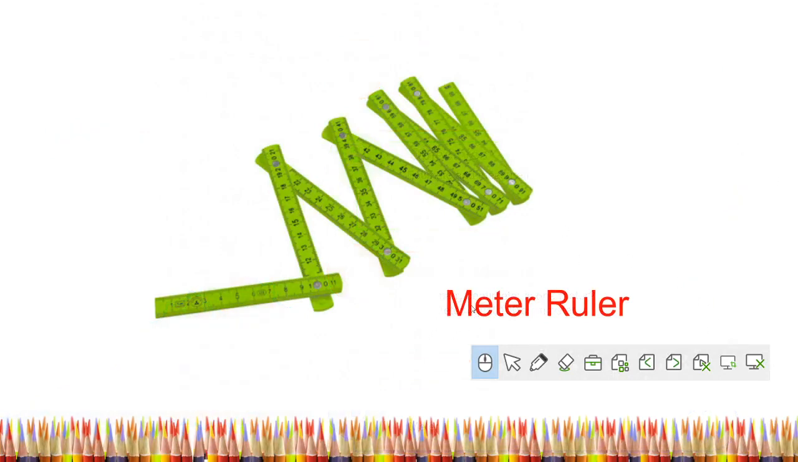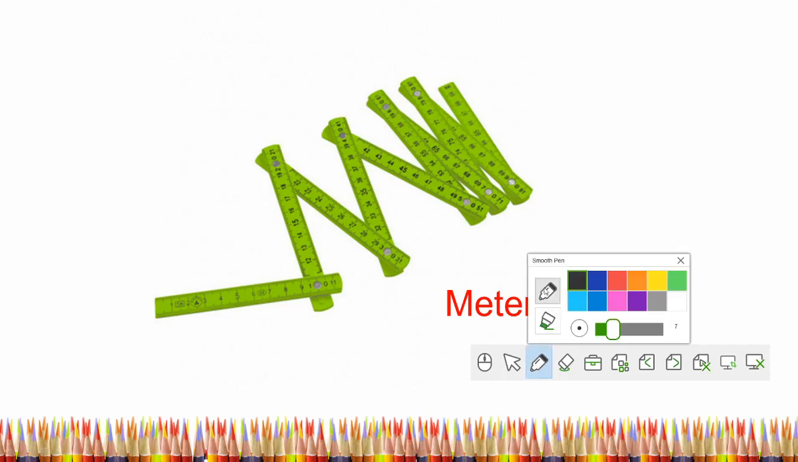This is the meter ruler, like the metric stick. 1 meter equals 100 centimeters. Okay? 1 meter, M is the abbreviation of meter. 1 meter is equal to 100 centimeters.